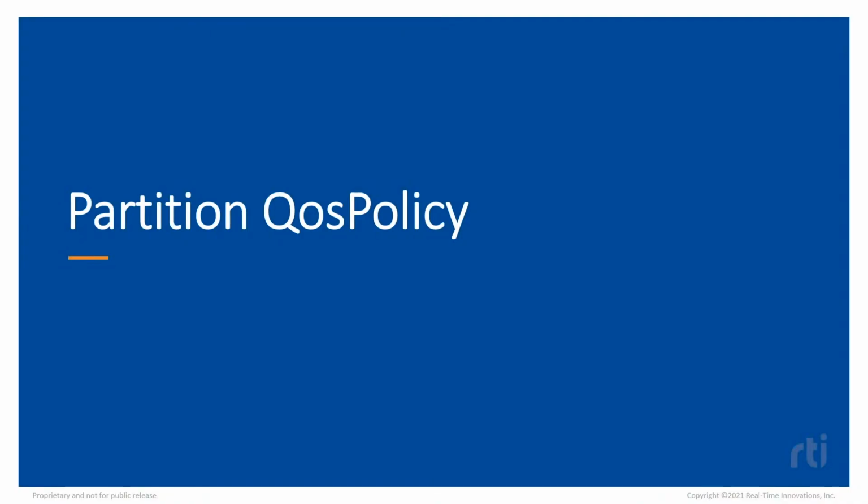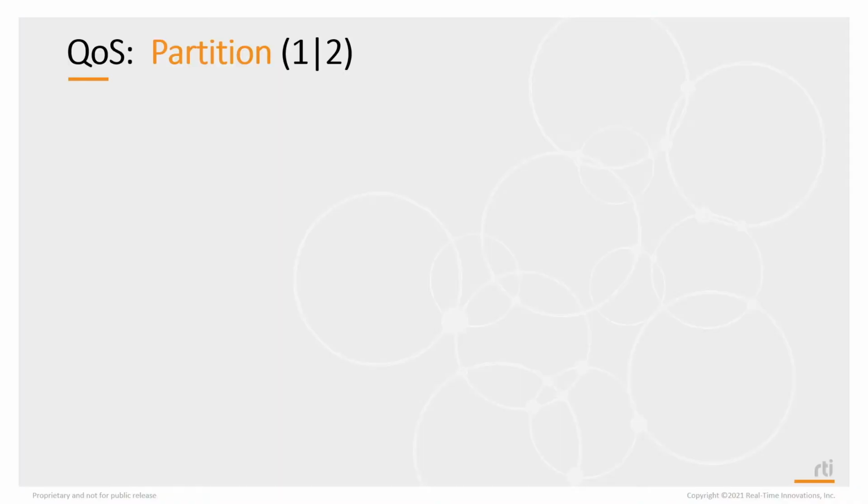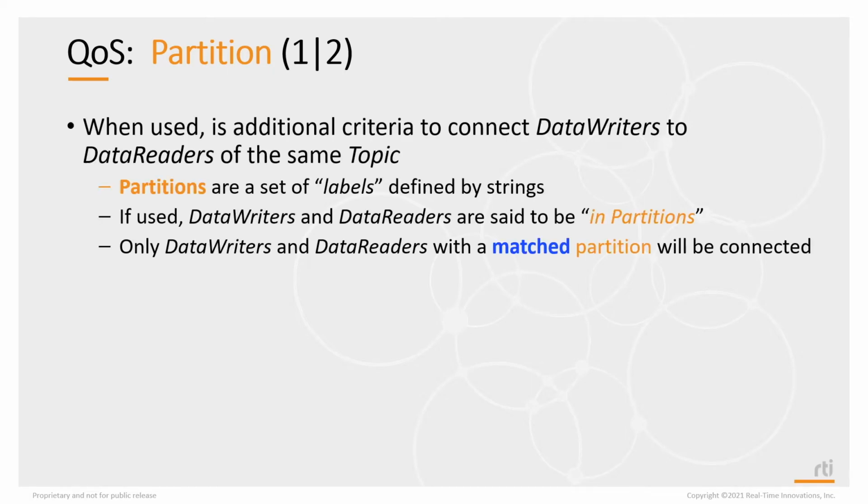The Partition QoS policy. The Partition QoS is used as additional criteria to determine whether or not data writers should be connected to data readers of the same topic. In essence, partitions are a set of extra labels that are defined by strings, and when used, data readers and data writers are said to be in those partitions.